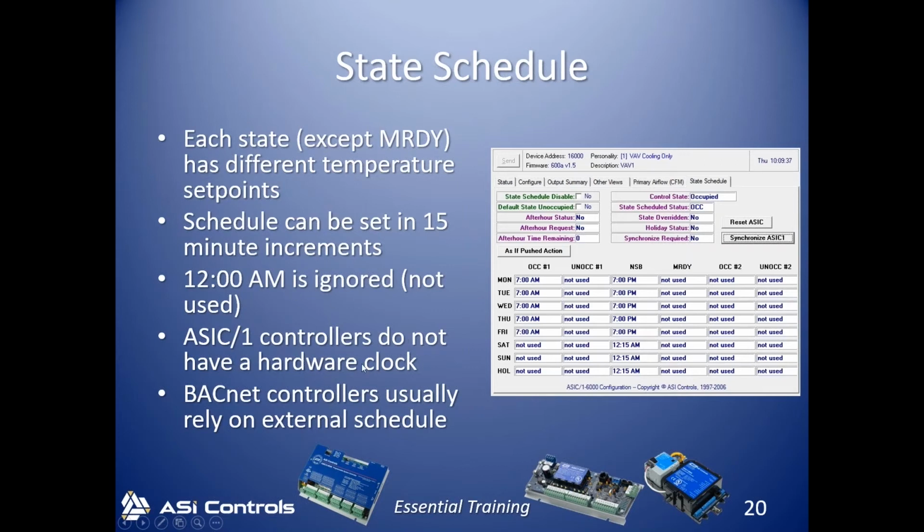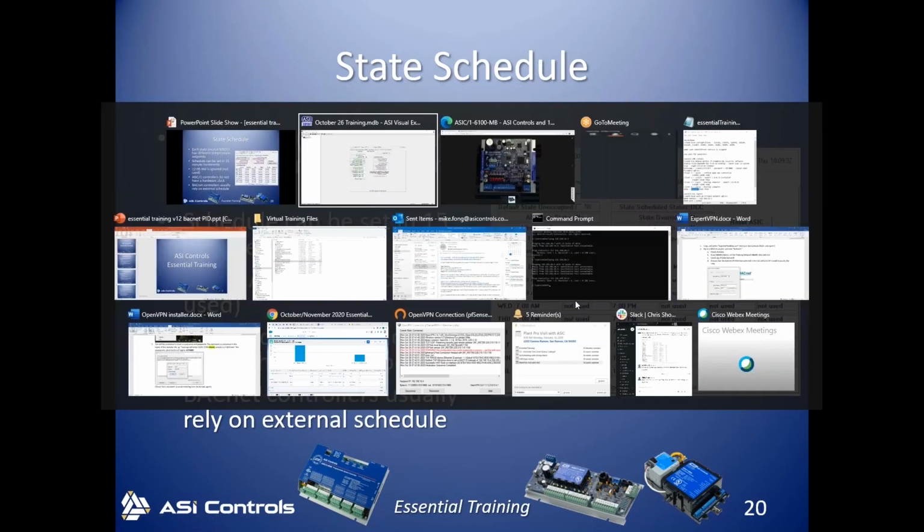I mentioned that ASIC 1 controllers don't have a hardware clock. For BACnet cases, usually there's a BACnet front end that has a scheduler, and that's getting used to tell the controller whether to be occupied or unoccupied. There's this checkbox called State Schedule Disable, and unchecked and no means follow the internal schedule. If you put a check in the box so that it says yes, then it will ignore its internal schedule and just take commands from an external device, whether it's the front end or a supervisory controller.